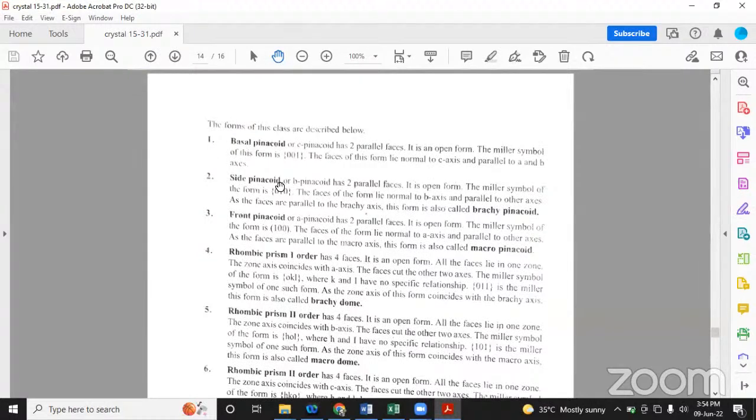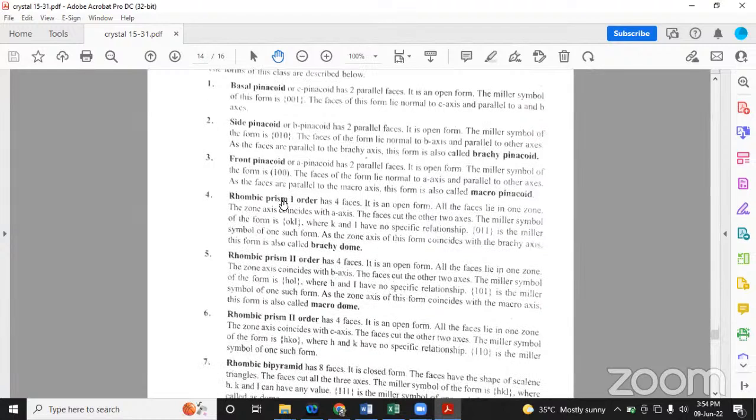Basal pinacoid, side pinacoid, front pinacoid, rhombic prism first order, rhombic brachy. As you can see, observe the number of faces. There's a brachypinacoid and a macropinacoid, which are different names. Front pinacoid is nothing but macropinacoid, and side pinacoid is a brachypinacoid.